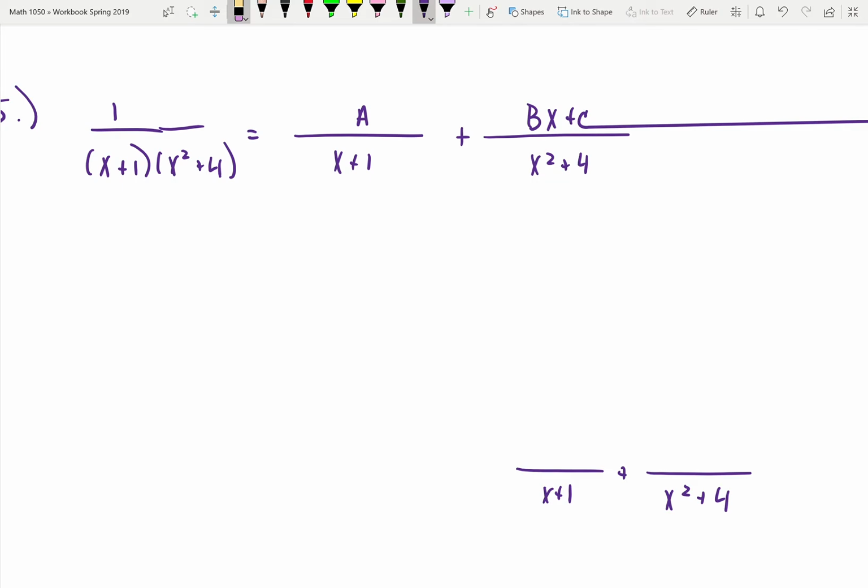Now start canceling. The x plus 1 on the left fraction cancels with the x plus 1, as does the x squared plus 4, and what you're left with is just a 1. Then put your equal sign, and with the A, the x plus 1 cancels with the x plus 1, distribute the A, and you get Ax squared plus 4A.